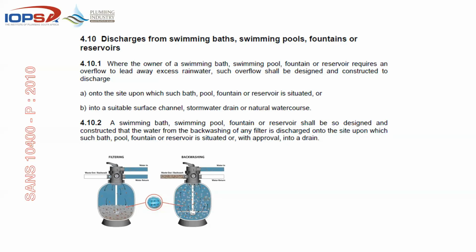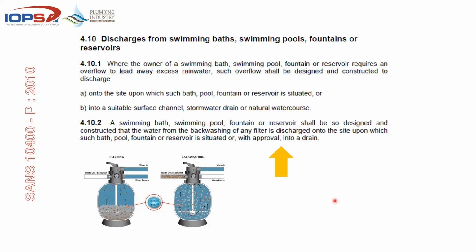But more importantly, 410.2 says a swimming bath, swimming pool, fountain or reservoir shall be so designed and constructed that the water from the backwash of any filter is discharged onto the site upon which that bath, fountain or reservoir is situated, or more importantly, with approval, into a drain. So if you have a break like over a gully, or you have a disconnecting feature that would not connect that backwash pipe directly to an underground drain, then that would be the next step.